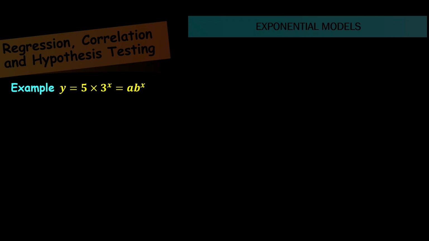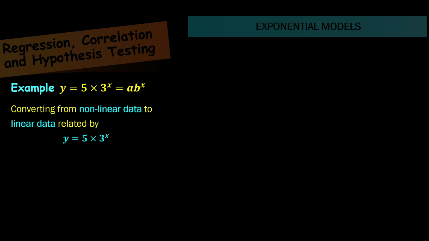Now let's take a look at an example. Y equals 5 times 3 to the power x. Clearly this is in the form ab to the power x. If we convert this from nonlinear data to linear data using the formula on the previous slide, we get that y equals 5 times 3 to the power x becomes log y equals log 3 times x plus log 5.